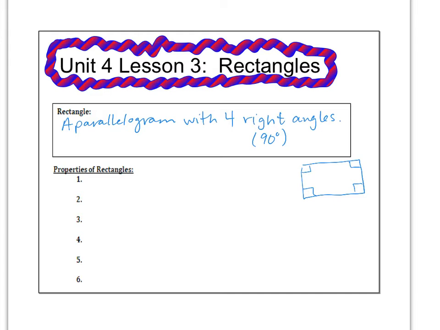So let's list the properties. The first one, the most important, is 4 right or 90-degree angles. That's what makes it a rectangle. The second is the diagonals. Diagonals are congruent. So let's talk about that one. In a rectangle, if I go from one corner to the opposite corner, that's a diagonal. And then if I do the other diagonal, those will be the same length in a rectangle.